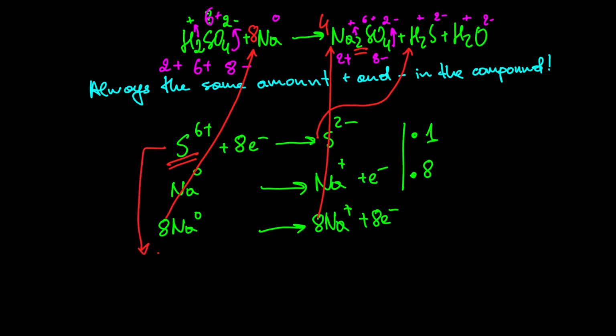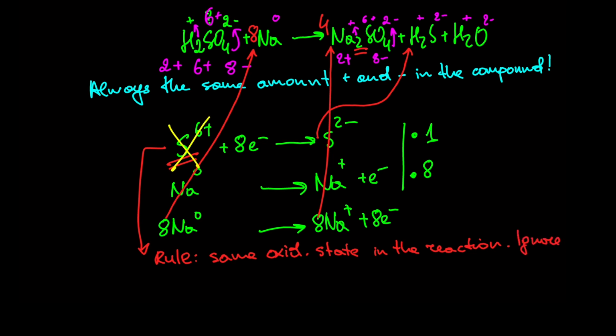However, there is one rule. If the same oxidation state appears more than one time in the reaction, we can't use a half reaction to help us balance that particle. Sulfur 6 plus appears 2 times in the reaction, so we can't use half reaction for this ion, and we need to balance sulfur before the reaction ourselves.